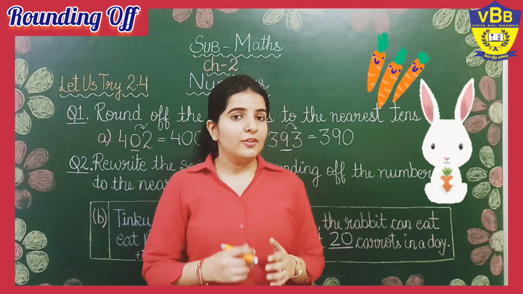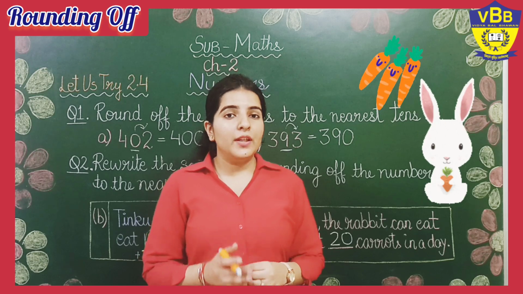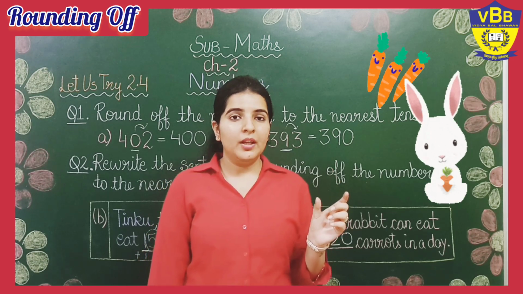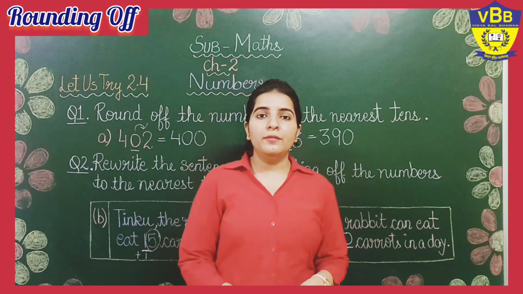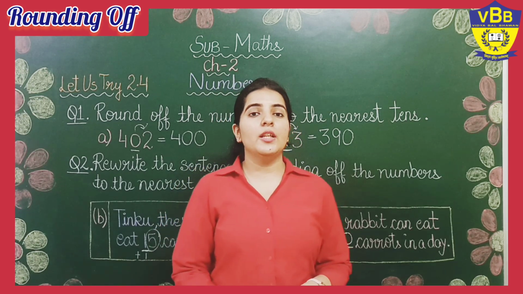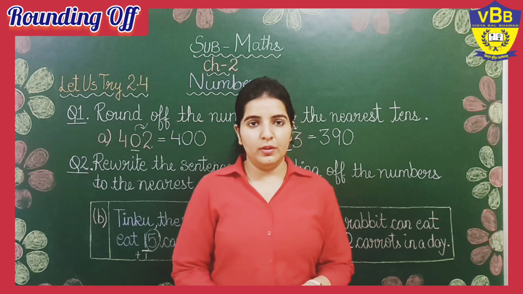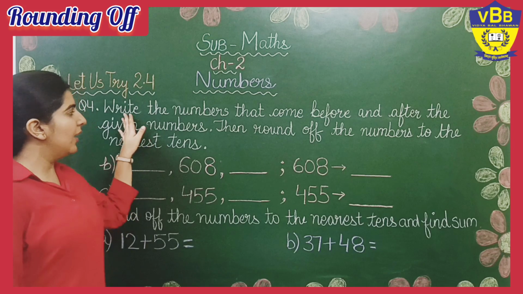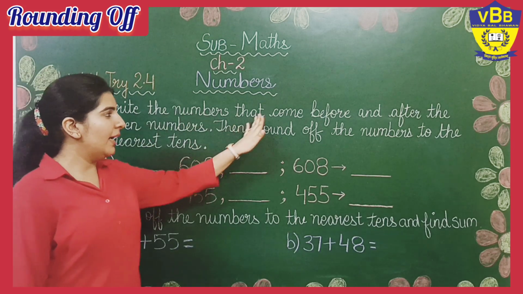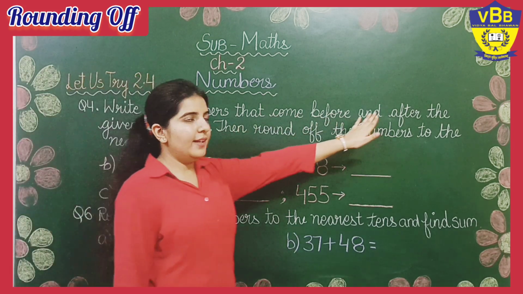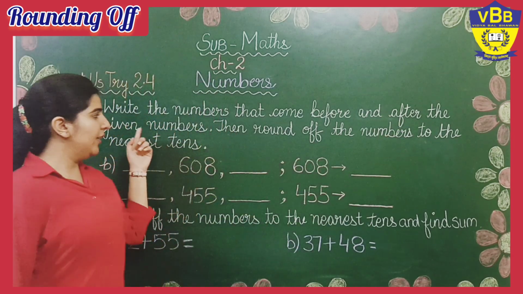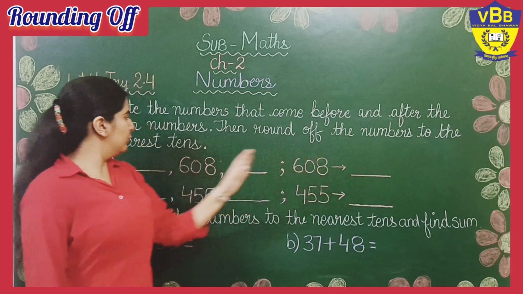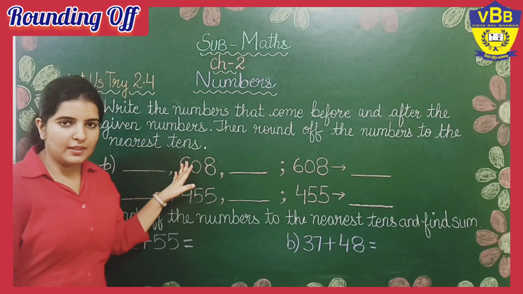That is not the exact value now, so we use the term "about". Okay everyone, now let's move to the fourth part, because question number 3 is your homework. Now let's start with question number 4: write the numbers that come before and after the given numbers, then round off the numbers to the nearest tens.